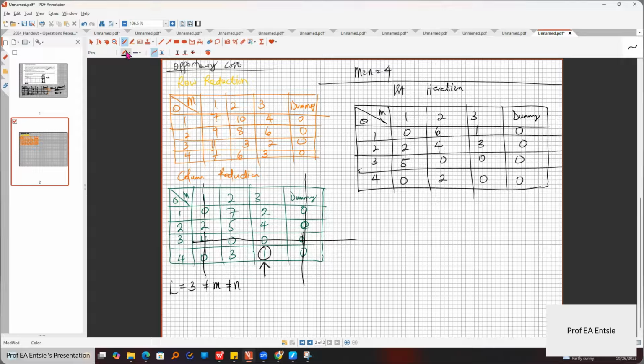I come and check the number of lines, the minimum number of lines. Now let me cancel all the zeros. So it needs to pass through, alright? Or let me use blue, my favorite color. So blue, yes. So this one is gone.